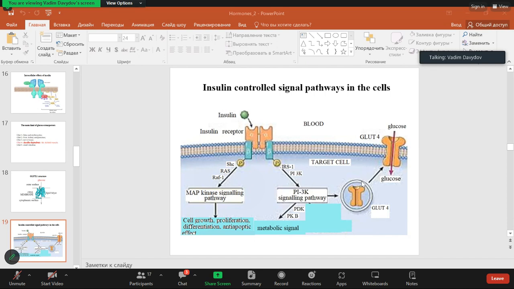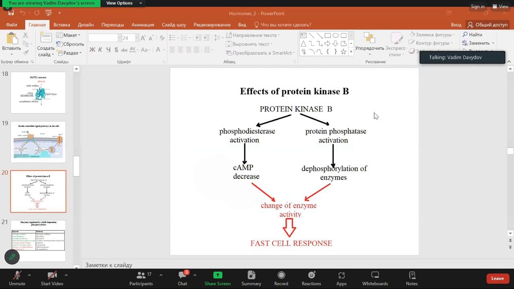And that effect appears within some seconds after formation of the insulin receptor complex. It's a very fast effect, which appears almost immediately after secretion of insulin. So another substrate of protein kinase B, as I already told you, may be phosphodiesterase of cyclic AMP and protein phosphatase.